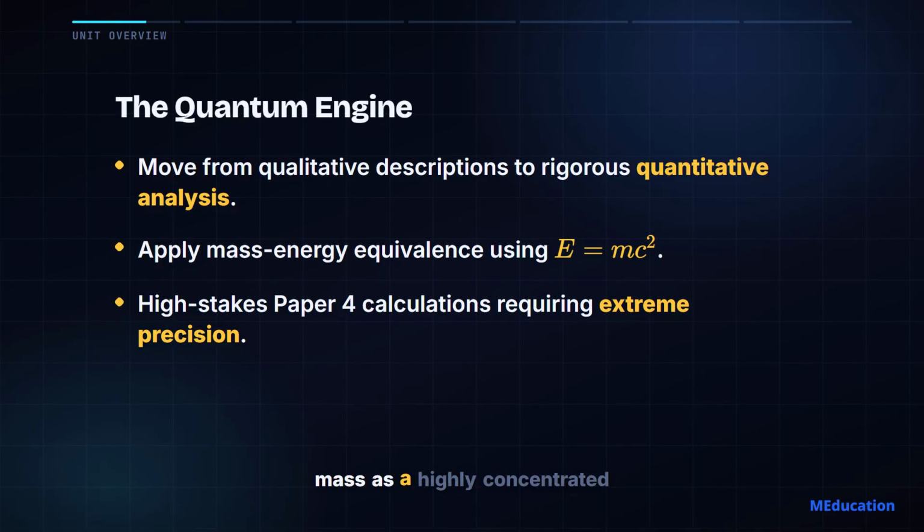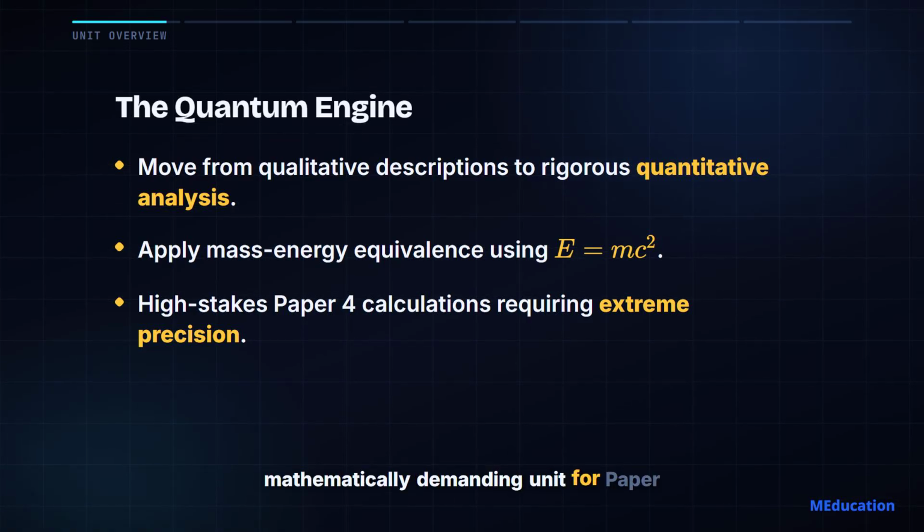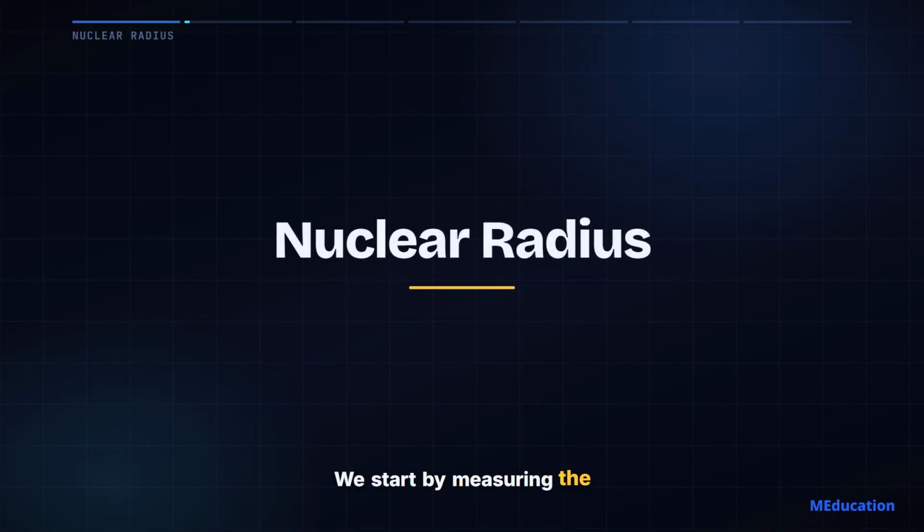You will learn to treat mass as a highly concentrated form of energy. This is a high-stakes, mathematically demanding unit for Paper 4, but the questions are highly predictable. We start by measuring the physical space the nucleus occupies.